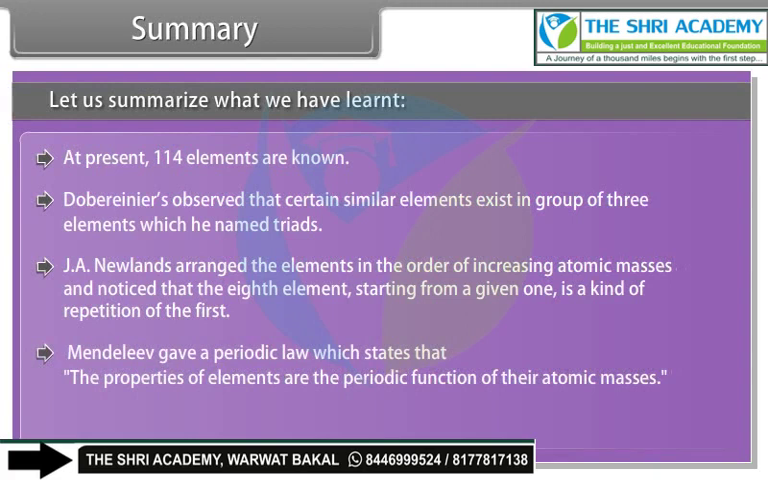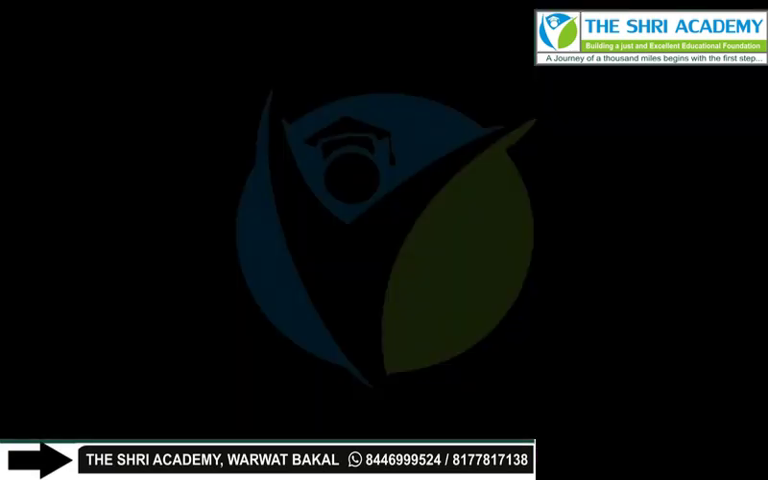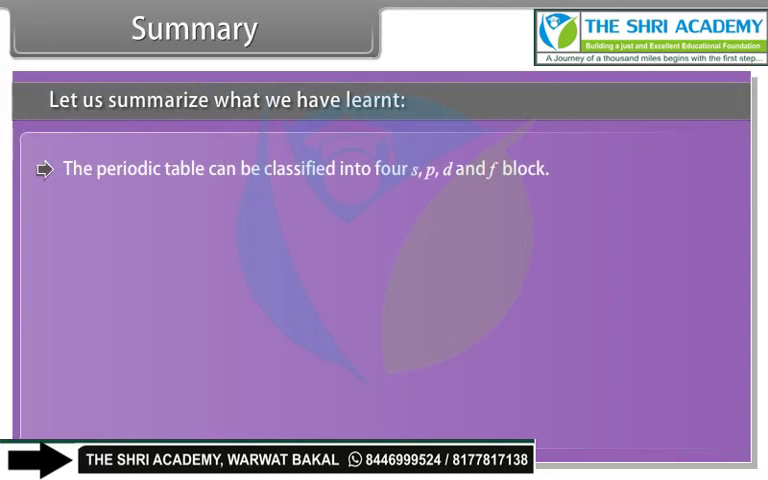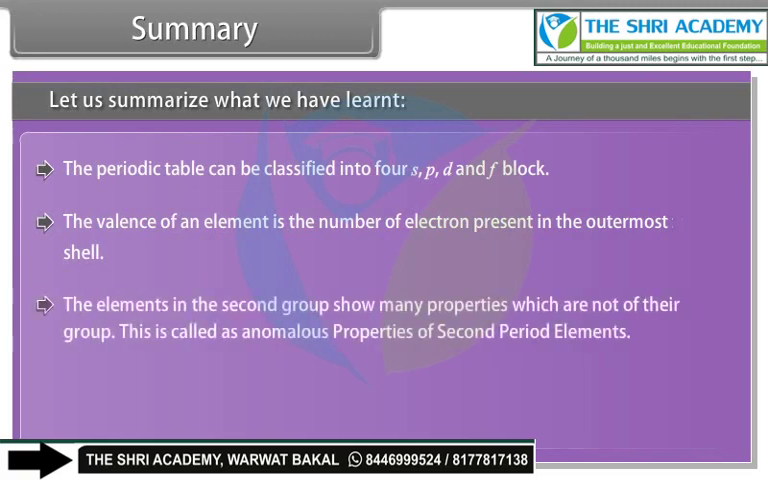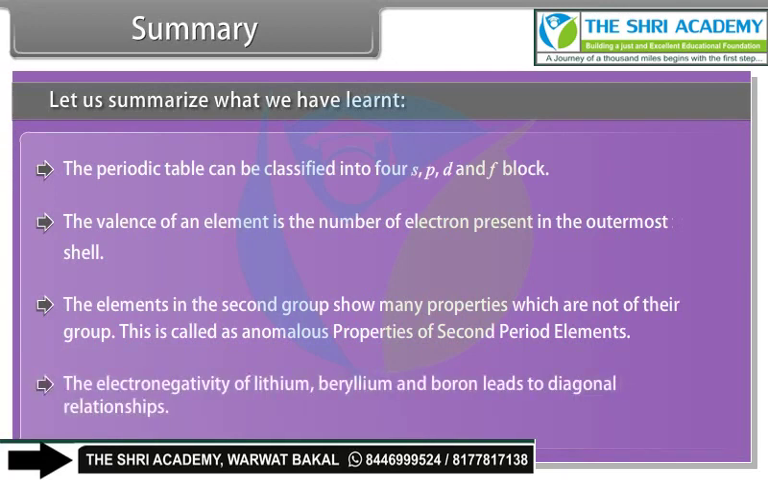Mendeleev gave a periodic law, which states that the properties of elements are a periodic function of their atomic masses. The present form of the periodic table is the long form. The periodic table can be classified into four blocks, that is s, p, d and f block. The valency of an element is the number of electrons present in the outermost shell. The elements in the second period show many properties which are not shared by their group. This is called anomalous properties of second period elements. The electronegativity of lithium, beryllium and boron leads to diagonal relationships.